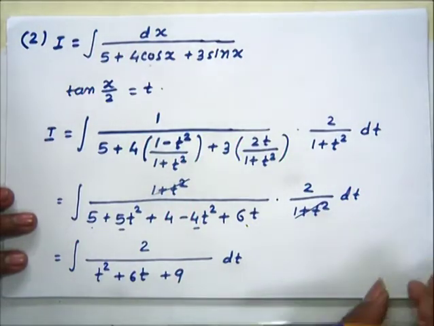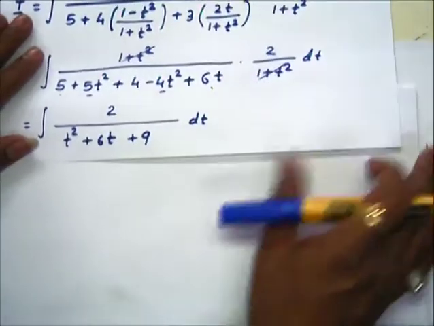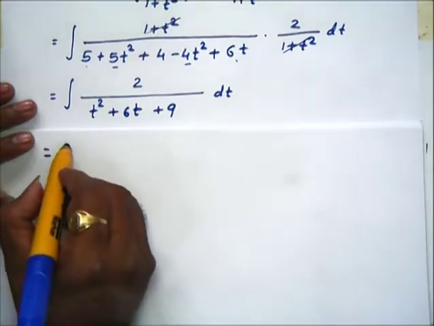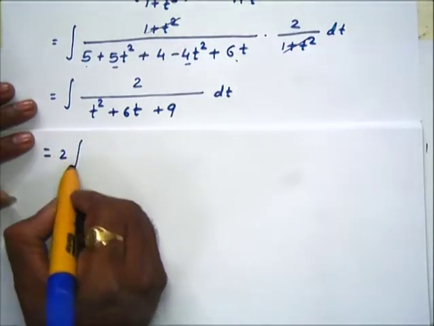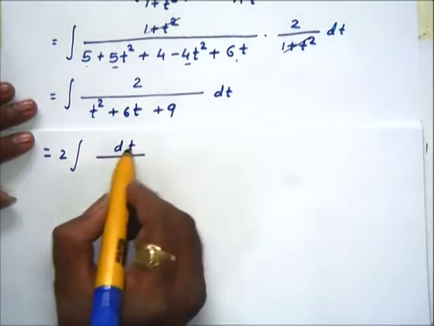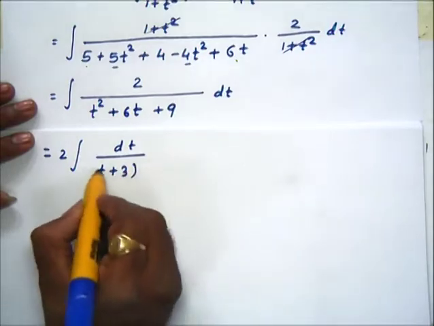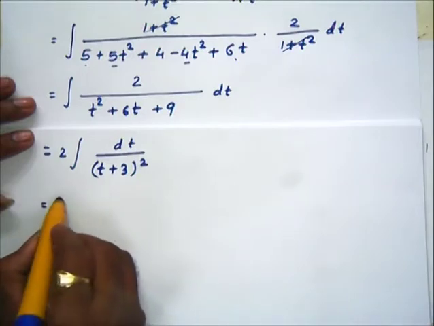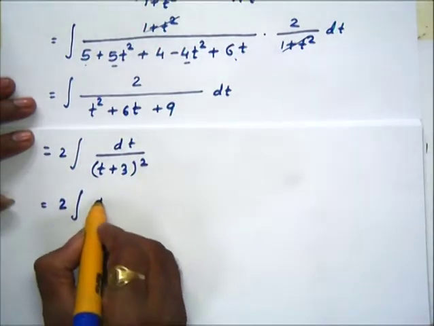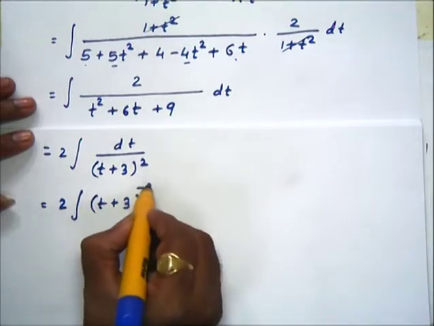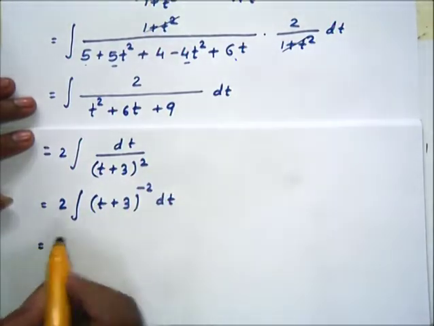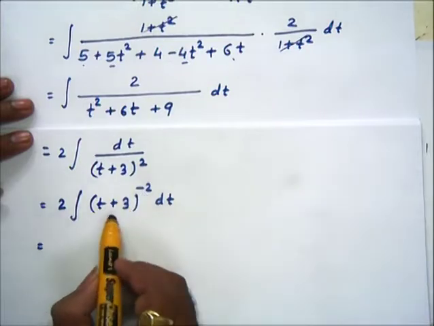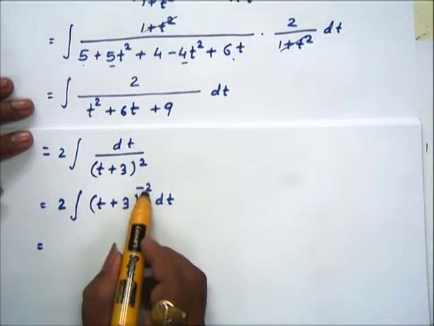Now this is equal to 2 integration dt upon t plus 3 whole square. So this is equal to 2 integration of t plus 3 whole raised to minus 2 dt. Now integrate this by the formula: integration of x raised to n is x raised to n plus 1 upon n plus 1.